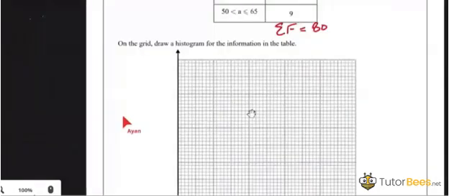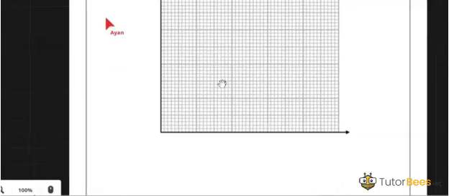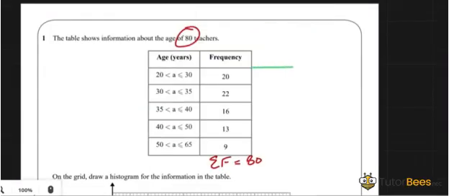Of course, along the x-axis what do you have to show? Ages. And along the y-axis? The frequency. So what do I have to write? FD stands for frequency distribution. And do you know how to find the frequency distribution?